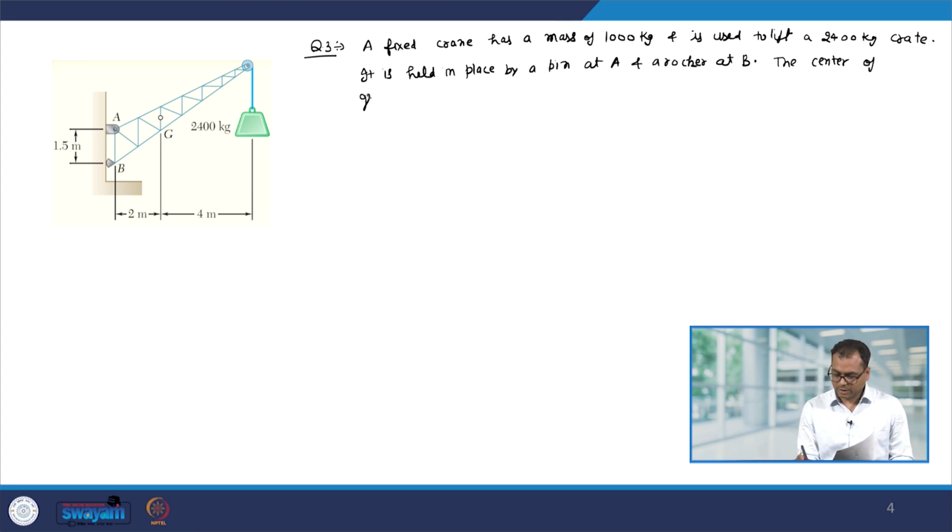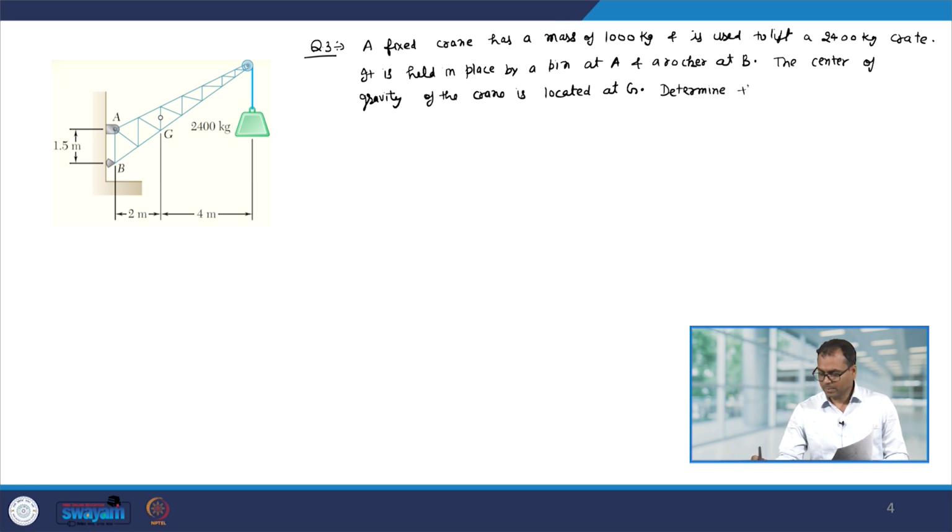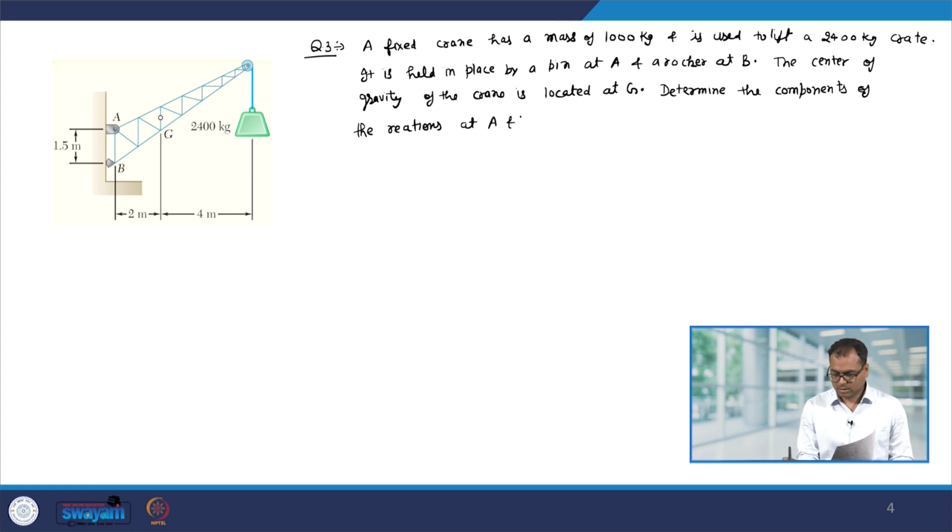The center of gravity of the crane is located at G, and in the question it is asked to determine the components of the reactions at A and B. So, first let us make the free body diagram.